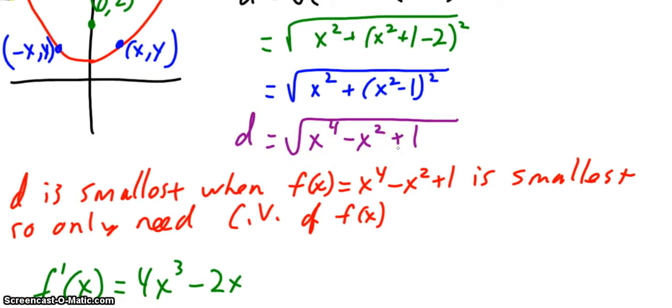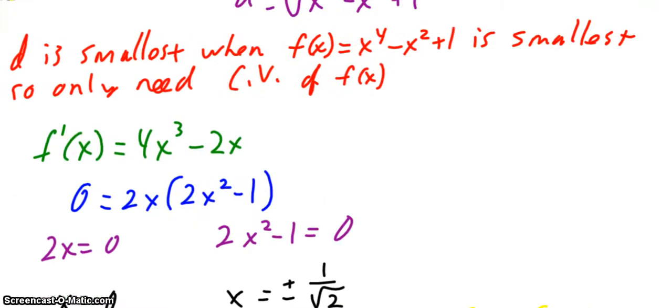Now here I have to recognize that d is going to be smallest when the function under the radical is smallest. So I don't need to take the derivative of d, I can just work with what's underneath the radical. So when I take the derivative of f of x equals x to the 4th minus x squared plus 1, I get f prime of x is 4x cubed minus 2x, set that equal to 0 to find my critical values.